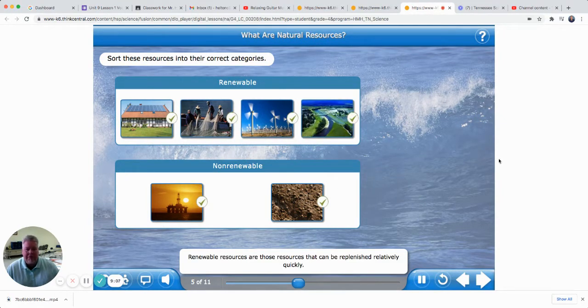Renewable resources are those resources that can be replenished relatively quickly. Non-renewable resources take a long time to replenish. And even though some resources like fish and water are renewable, we might use them up faster than they can be replaced.